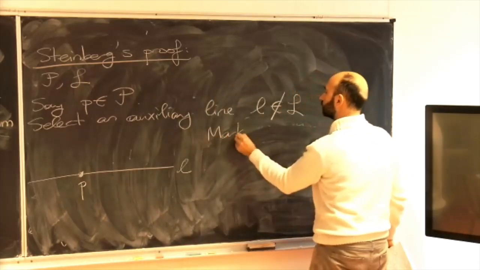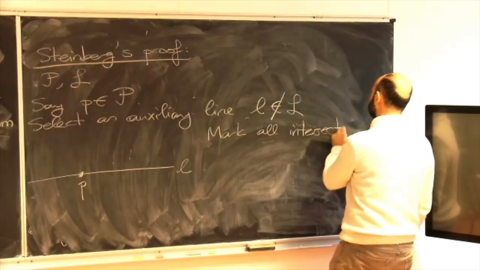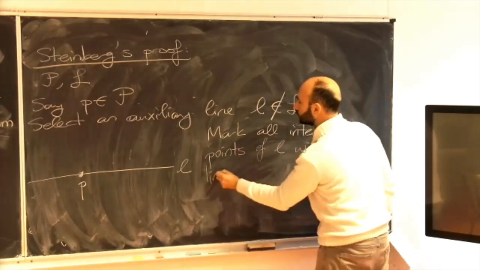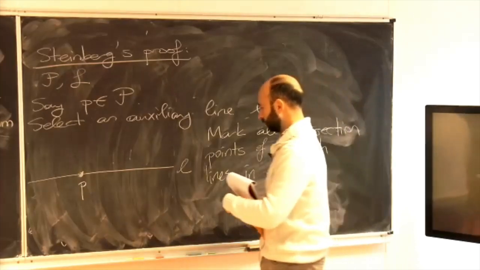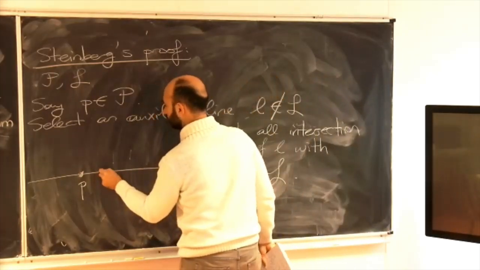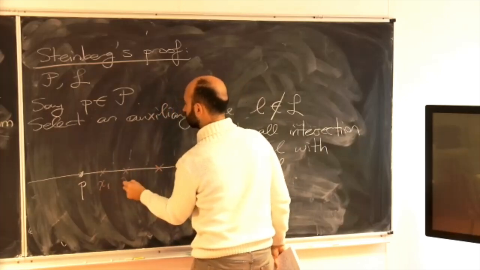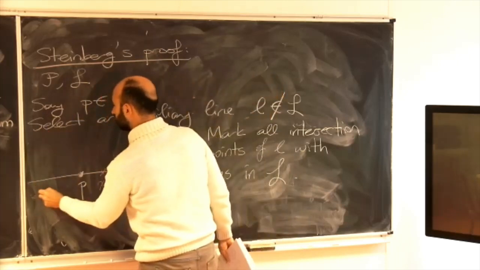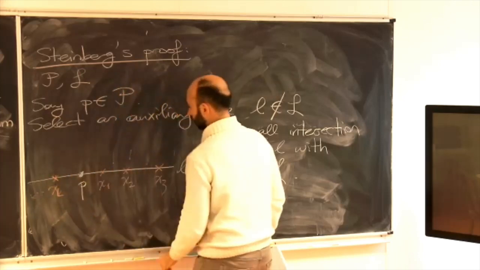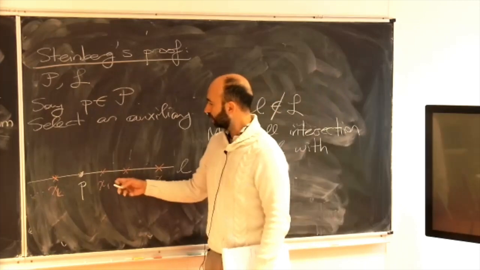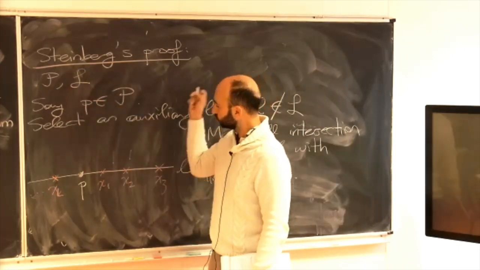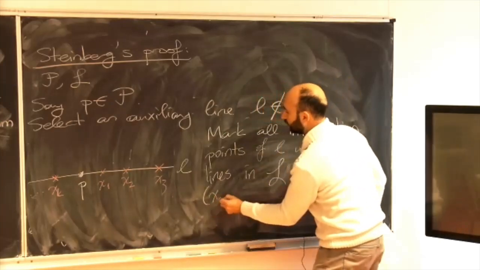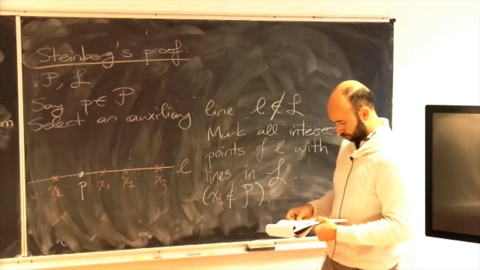Well, first of all, there is this point P, but besides P, there must be other points. So let's say these are x1, x2, x3. Well, this is going to be circular, since once you reach the point at infinity, you'll come back from the other side. So up to some xk, let's say. But let me remind you that these points x1, x2, x3 are not from our set P. They are just the intersection of the lines in L with this auxiliary line. That's all. So these xi's are not in the point set.